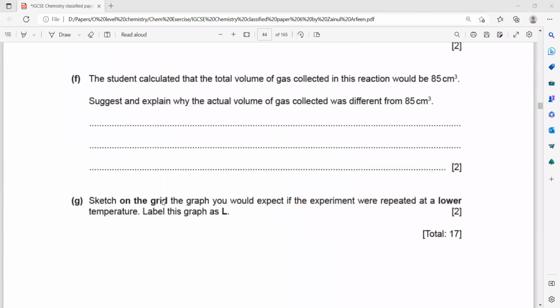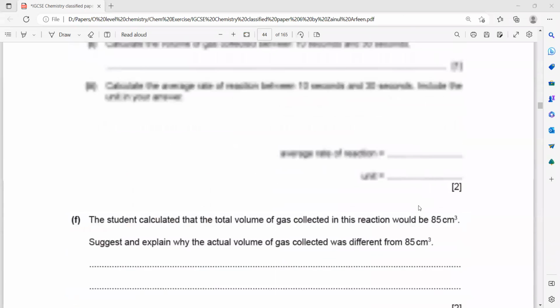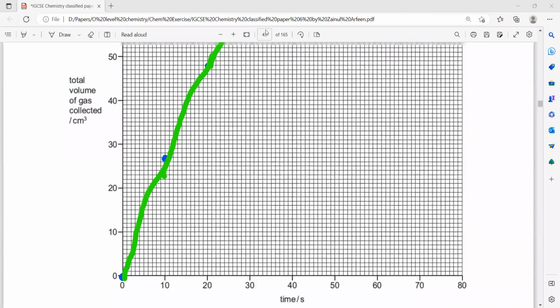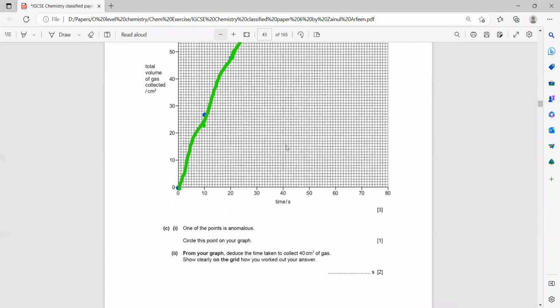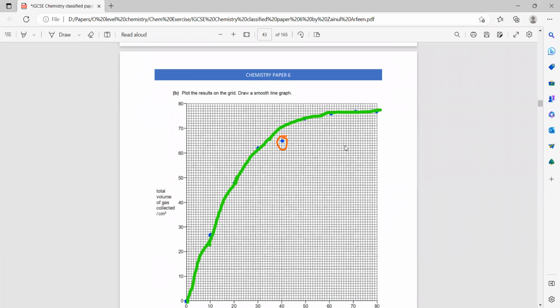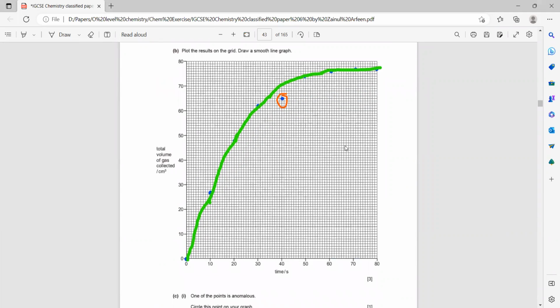Then sketch on the grid the graph we expect if the experiment was repeated at a lower temperature and label that as L. So if we do the same experiment at low temperature, you can use screen annotation to plot the graph. This one is done at high temperature. We want to sketch for low temperature. What will be the shape of the graph? It will be less steep.